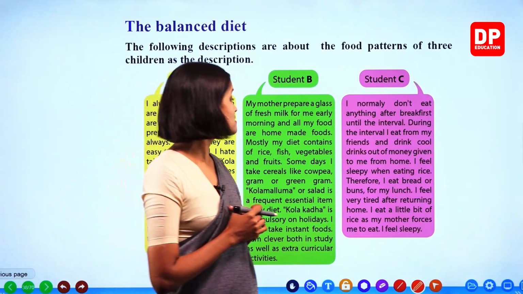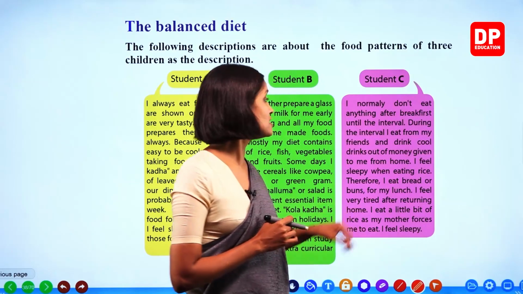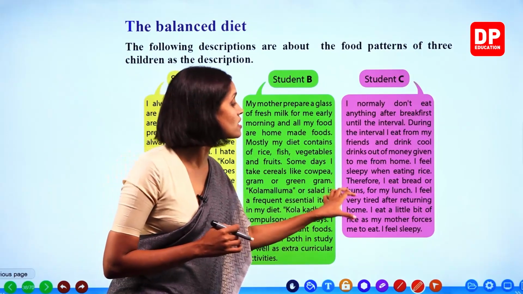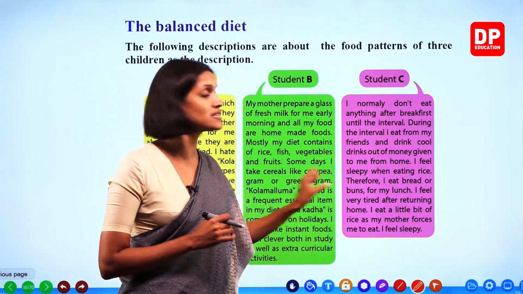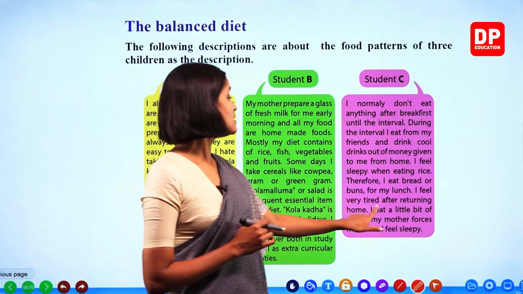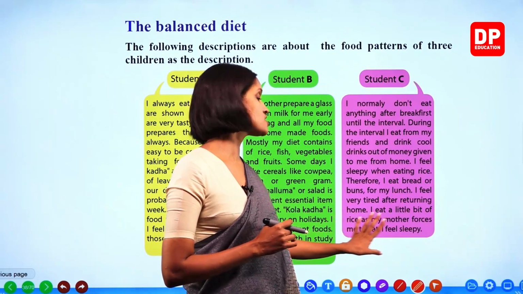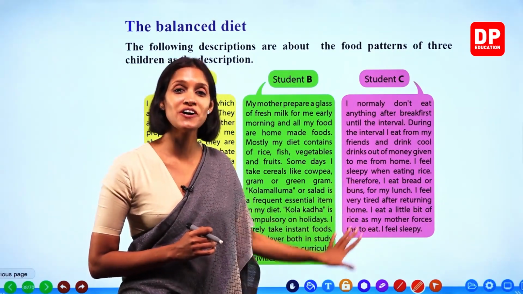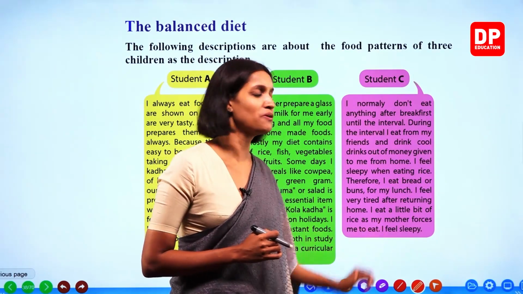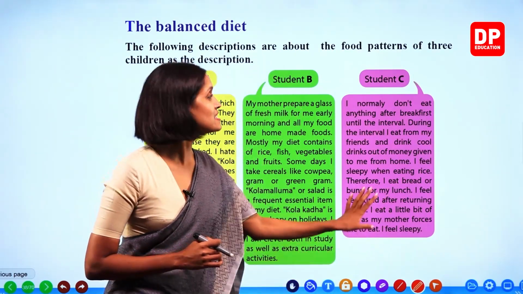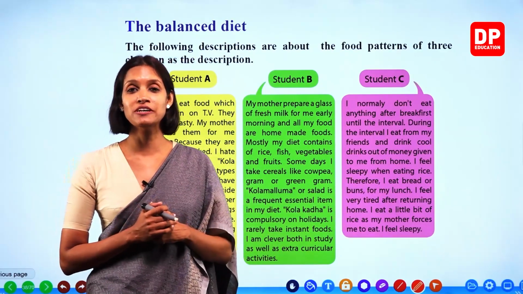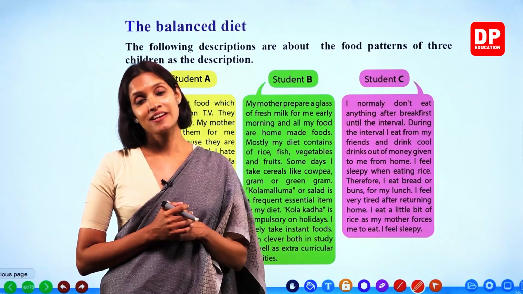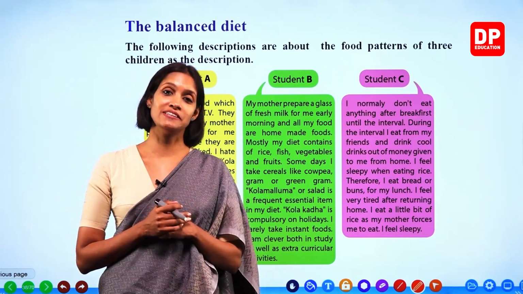Okay, children, I feel very tired after returning because this child does not eat the correct amounts of food. Therefore, he does not have energy. That is why he always feels tired. Right? I eat a little bit of rice as my mother forces me to eat. And some of you are like this. Just because your parents force you, you all eat. Right? I feel sleepy. He always feels sleepy because he does not take enough amounts of food. So he cannot produce energy in the body. Right? That is why he's always tired.